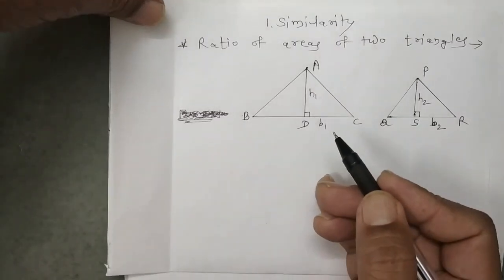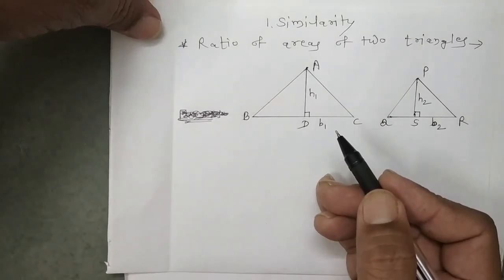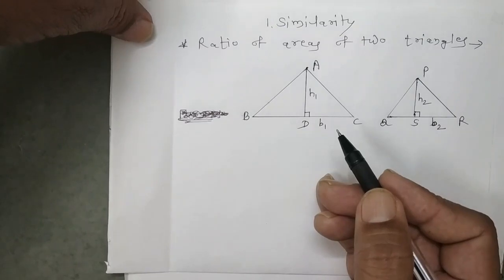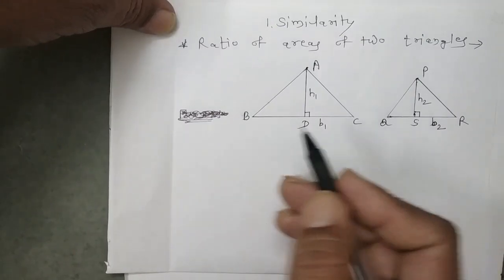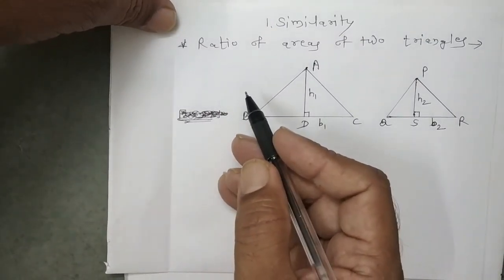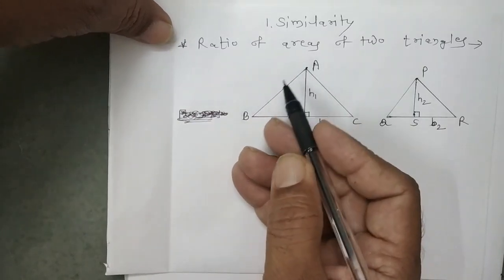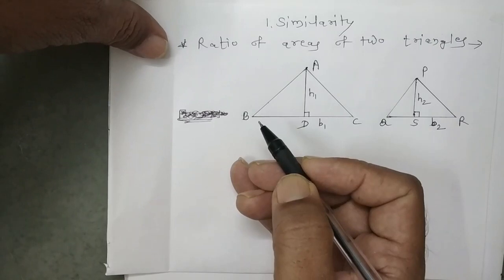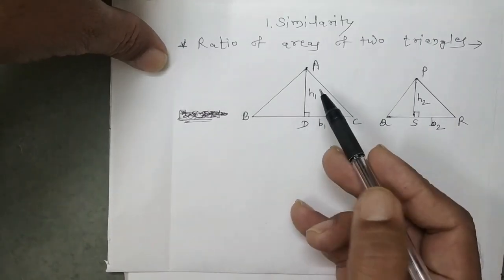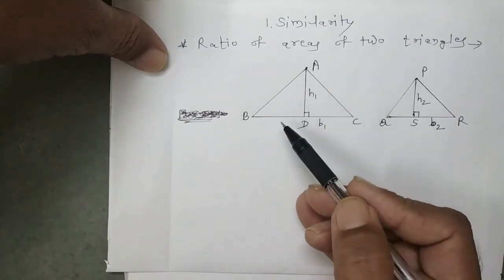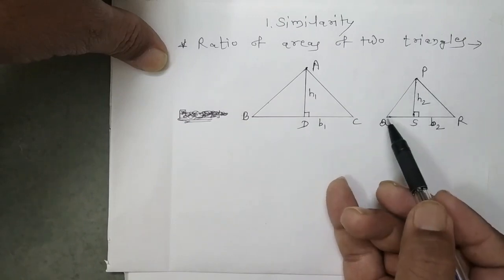Hello friends, today we are going to learn the first chapter of Math 2, Similarity. Now here the first point is ratios of areas of two triangles. Here we are given two triangles, triangle ABC and triangle PQR.